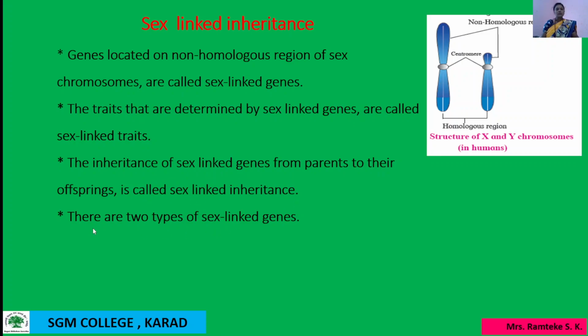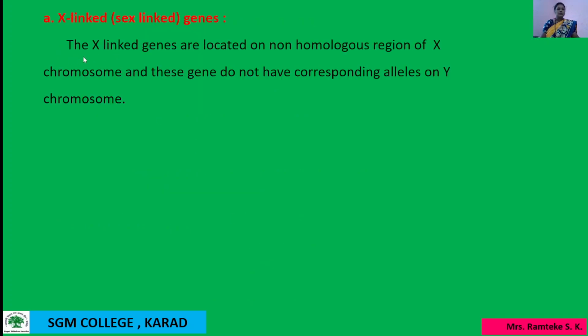This sex linked inheritance, or sex linked genes, are of two types. The first is X linked genes, also known as sex linked, and the other is Y linked genes, that is the Holandric genes. Let us start one by one. The first is X linked genes.